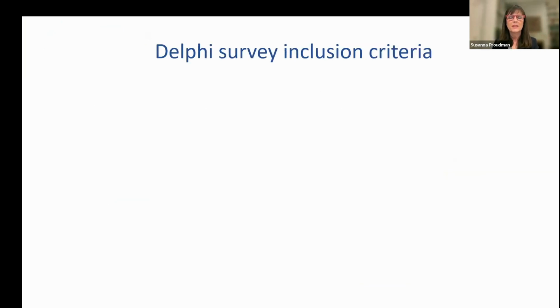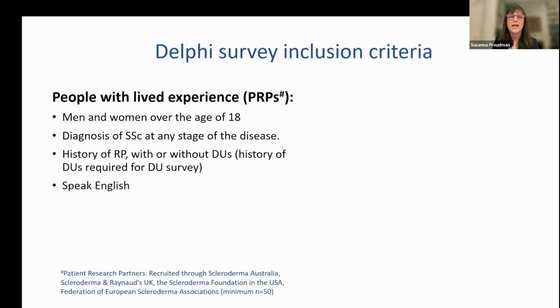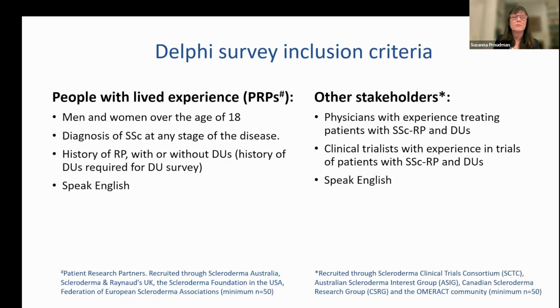Next slide. The patient research partners were required to be people with systemic sclerosis with lived experience of Raynaud's phenomenon and or digital ulcers for the respective surveys. Other stakeholders were adults who had treated patients with Raynaud's phenomenon or digital ulcers. The PRPs were recruited through international patient support groups and other stakeholders through a range of international scleroderma research groups. If you could advance, please, Peter. We aimed for a minimum of 50 in each group and the surveys were in English.